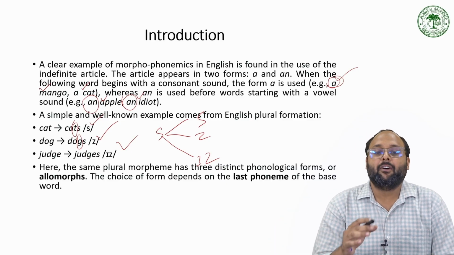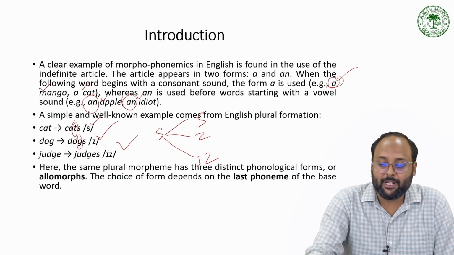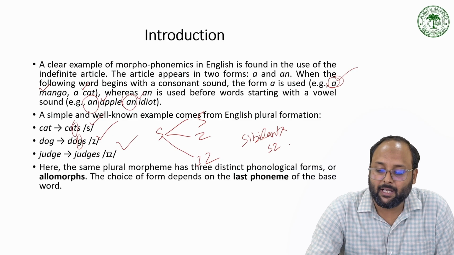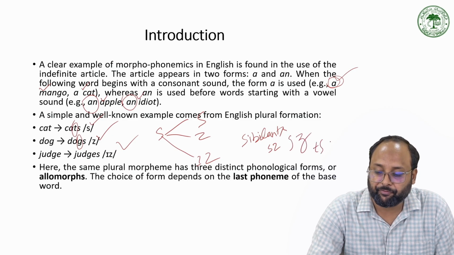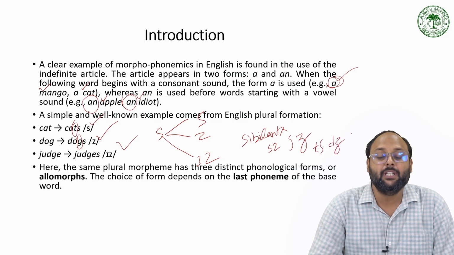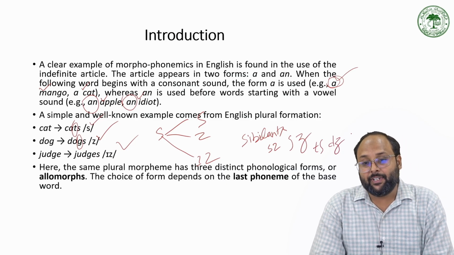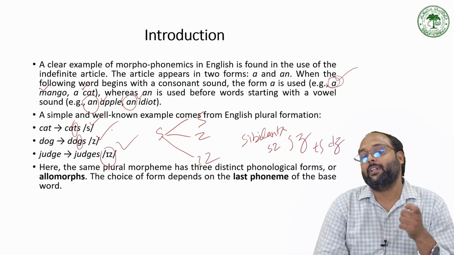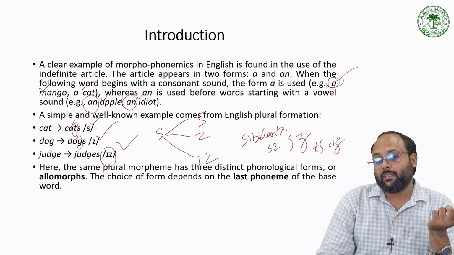And when it occurs after any sibilant sound, so sibilant sounds are like sa, za, sha, ja, cha, and ja. So these are the sibilant sounds. If it occurs after these sounds, it is realized as is. We are also adding one e vowel there.